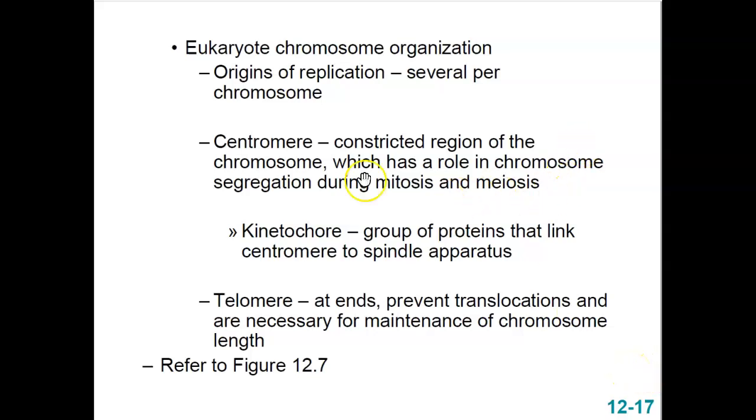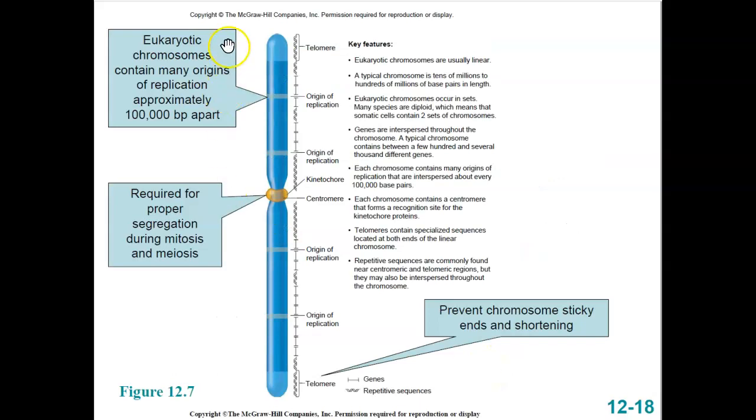Centromeres allow the chromosome to segregate during mitosis and meiosis because the centromeres contain the kinetochore, right? Remember that? And then the telomere prevents translocations actually, but also helps maintain chromosomal length. So here's a schematic showing each of these details. So here are several origins of replication localized on this schematic of a chromosome.